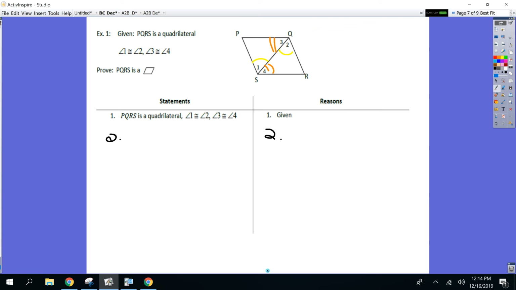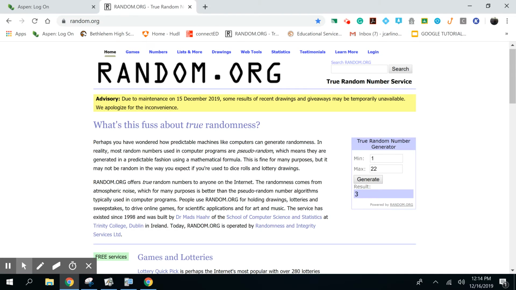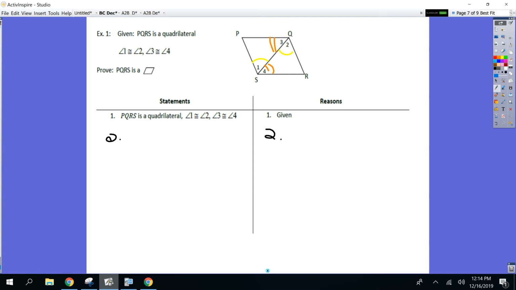Okay? But I am given 1 congruent to 2. Let's stop there. Remember, 1 congruent to 2 should conclude something for you right now. If 1's congruent to 2, then 3. They are. And if they're congruent, what lines? There we go. PS parallel to QR.